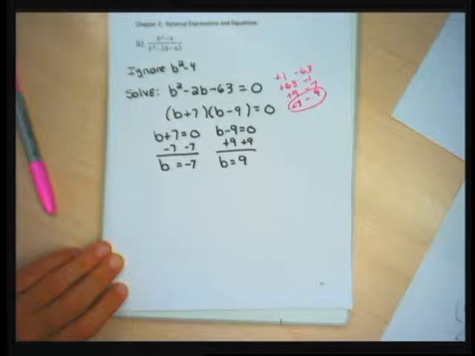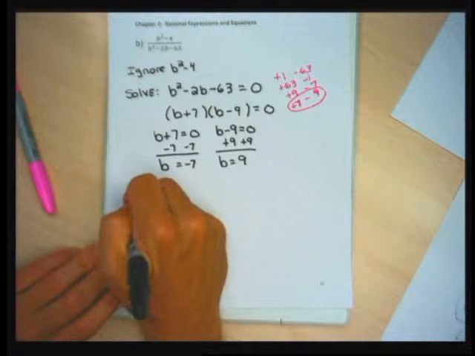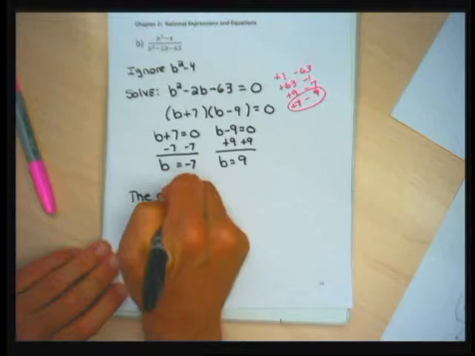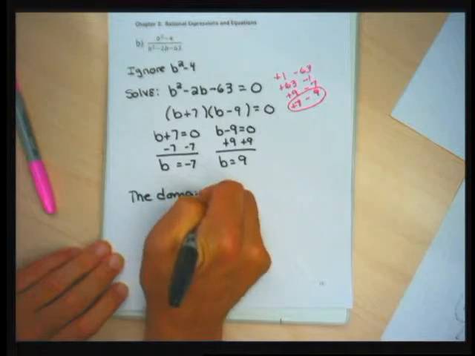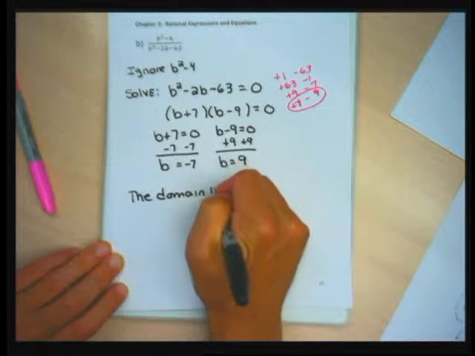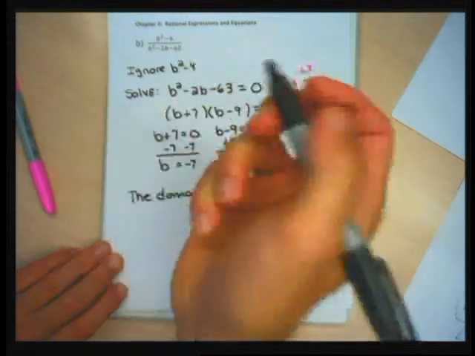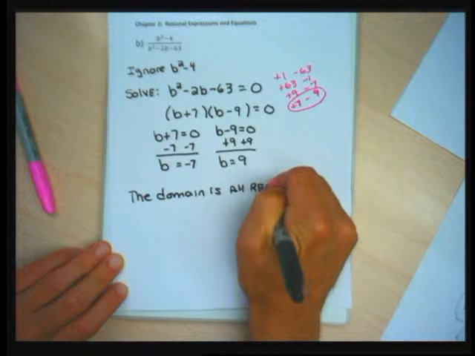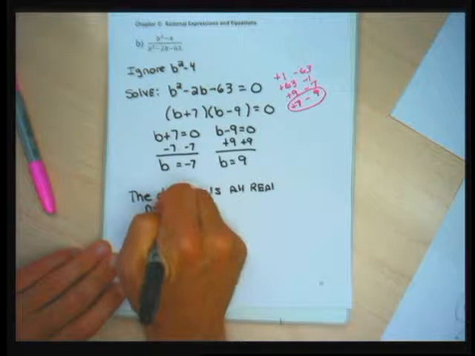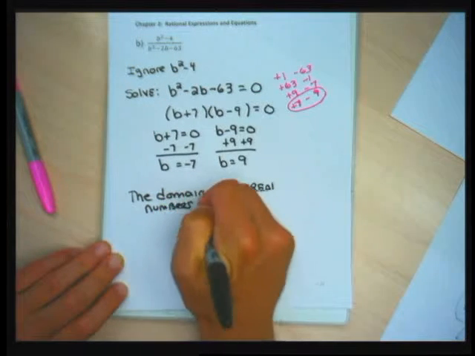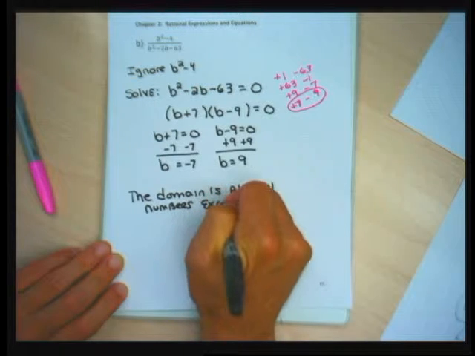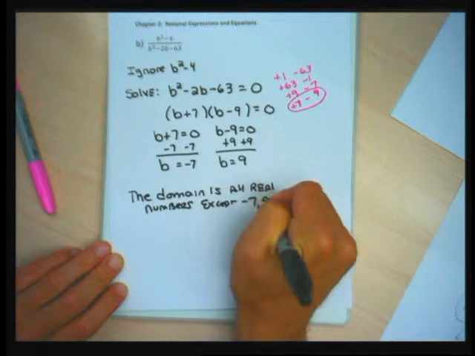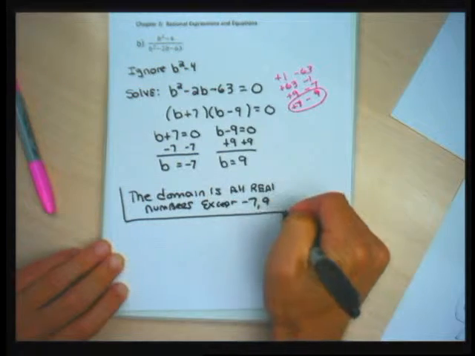Because the instructions ask me to write my domain in words, I'll write my domain in words. So I'm going to say the domain. I'll do a little bit lazier answer. I'll skip the "of the problem" part. So I skipped the "of" part and just went to the domain is all real numbers except negative 7 and positive 9. So this would be the perfect answer.